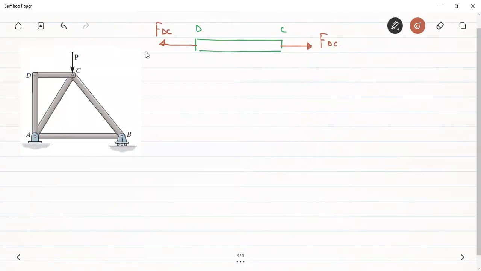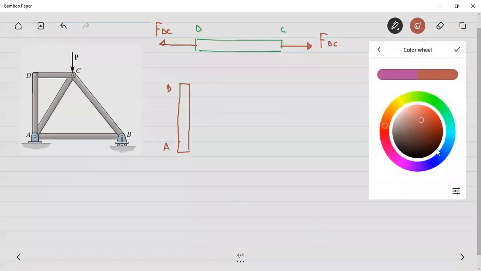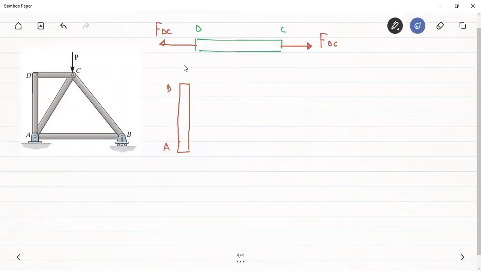Now let me show this member DA. Again, I want to show that the forces in this member DA are tensile. Then the forces on this member can be shown in this direction. That is, again, I am saying that AD is in tension.